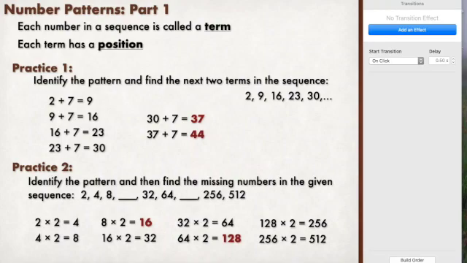So we will have to experiment and try different things. Some things will be correct, some things won't be. So we found the pattern, and the pattern is plus 7. So we're going to do 30 plus 7 equals 37, and then we're going to do 37 plus 7 is 44. Okay? So now let's move on to another practice example.